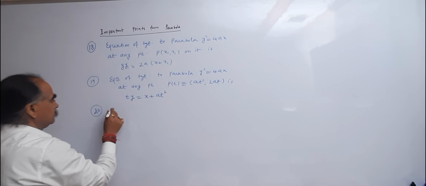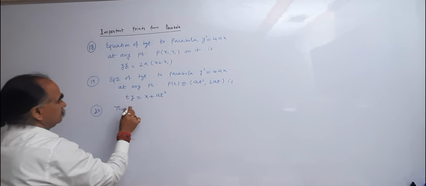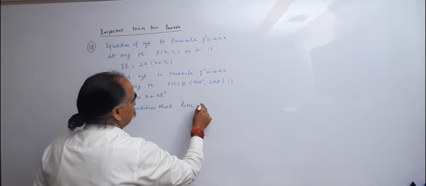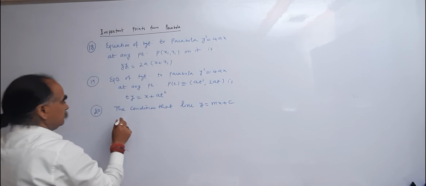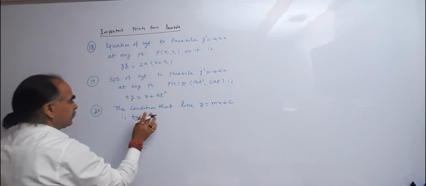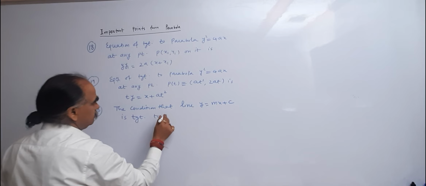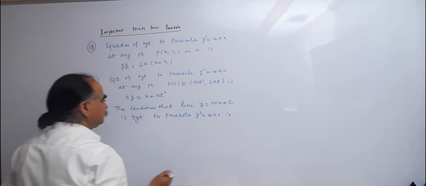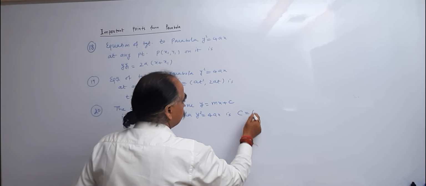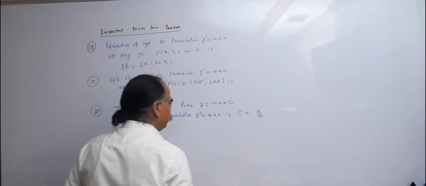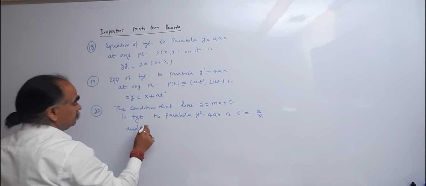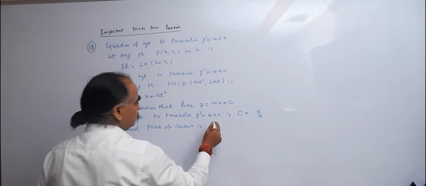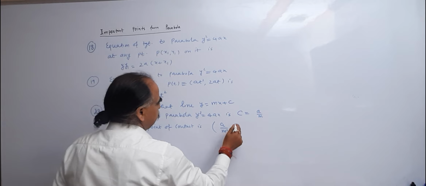The condition that the line y is equal to mx plus c is tangent to the parabola y square is equal to 4ax is c is equal to a by m, and the point of contact is (a by m square, 2a by m).